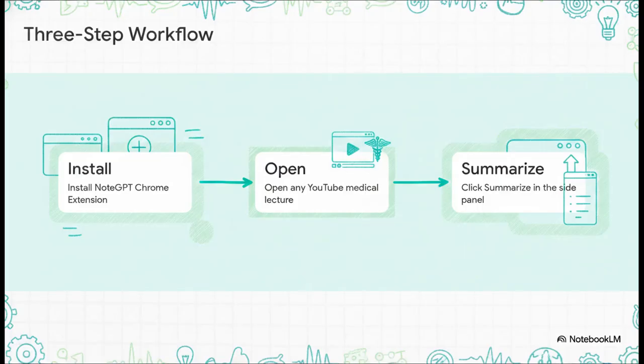So how exactly does this work? Well, it's essentially a 3-step life hack. Step 1, install the NoteGPT Chrome extension. Step 2, just open any YouTube medical lecture like you normally would. And step 3, actually scratch that. This is the absolute genius part. A NoteGPT side panel automatically appears right there on YouTube. You just hit Summarize. The extension does all the heavy lifting directly in your browser. You don't even have to navigate away from the video.